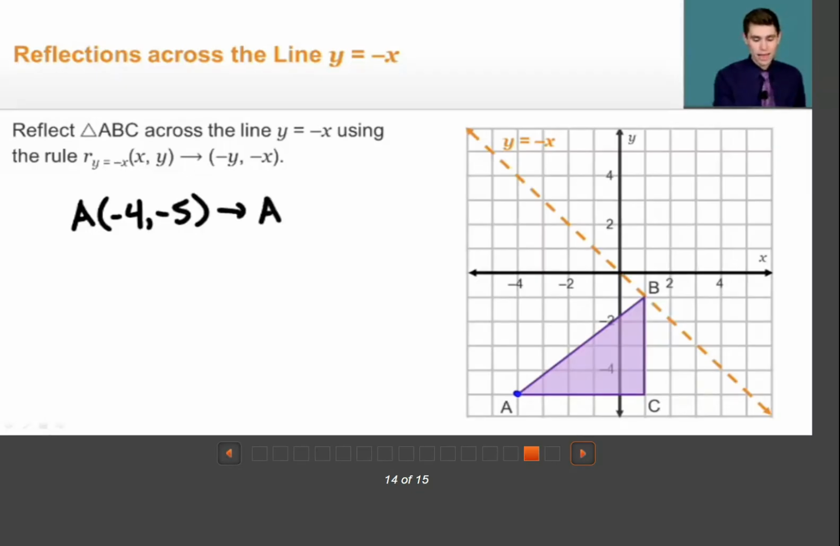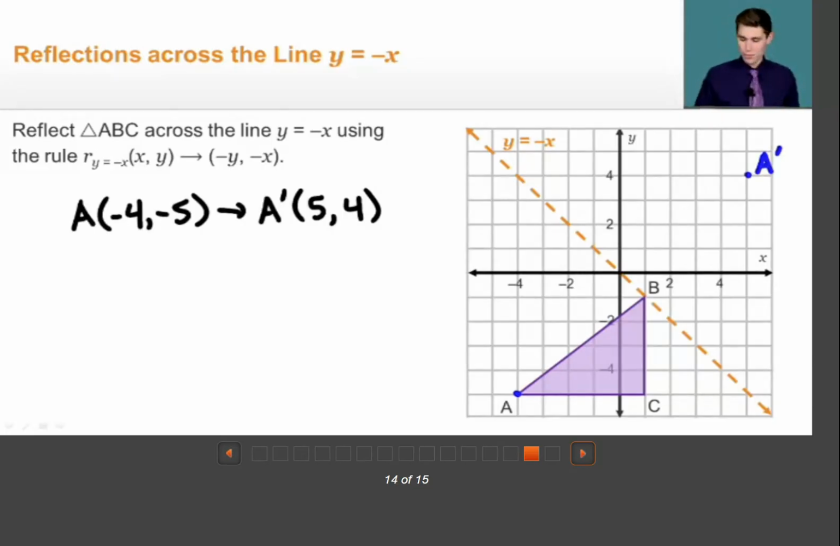Now I need to map that to point A prime. And using the rule, I know that I need to, first of all, switch the x and y coordinate. So I have -5, -4, and I need to negate each. So that means that A prime is 5, 4. Let me go ahead and add that to the coordinate plane.